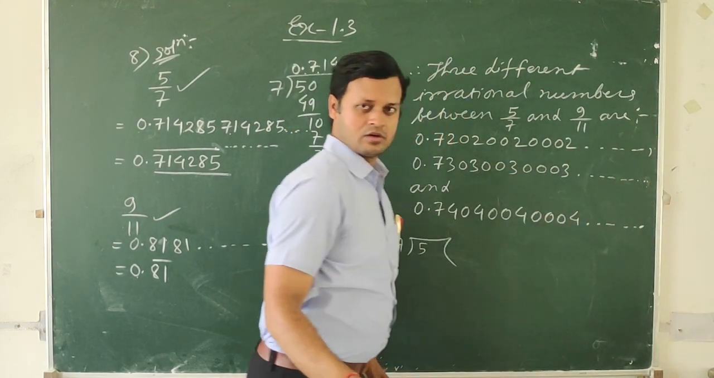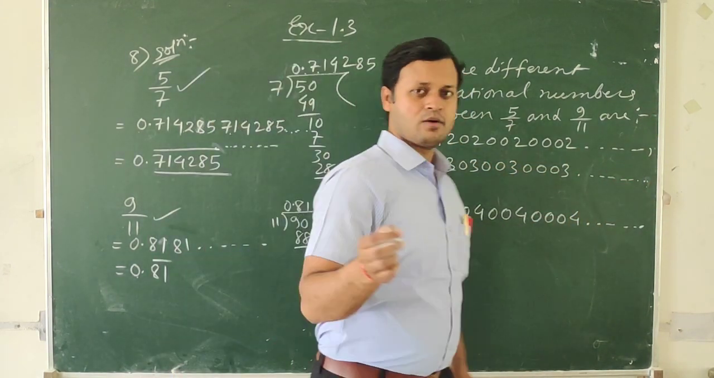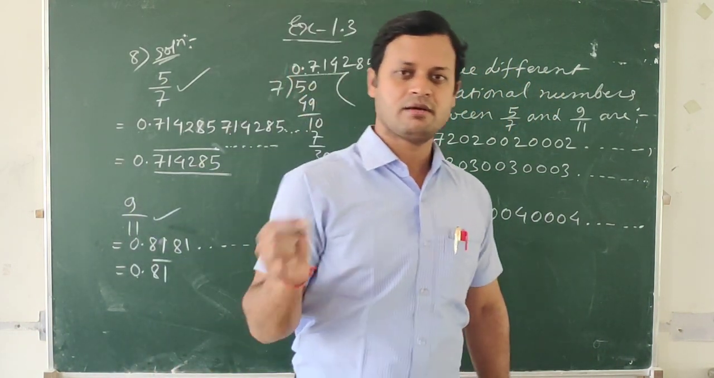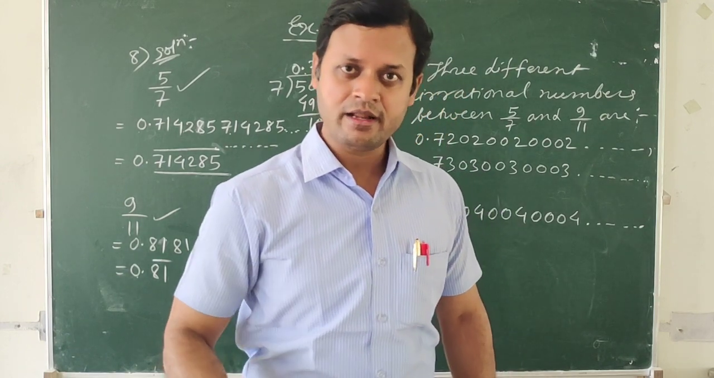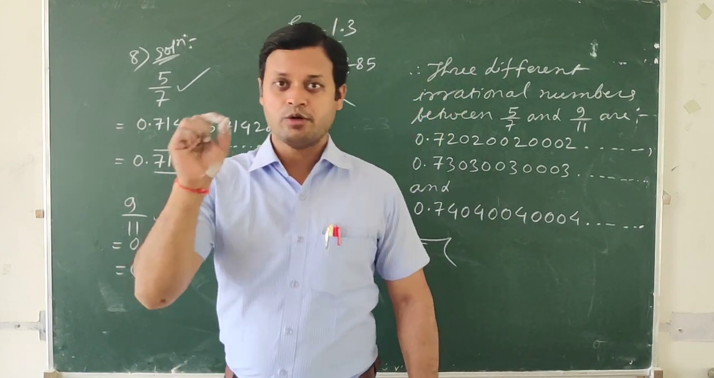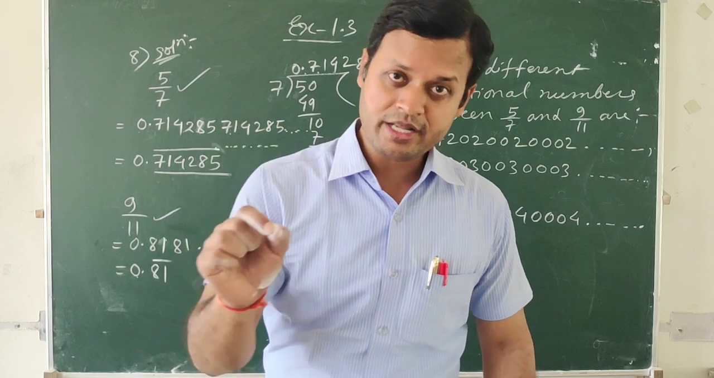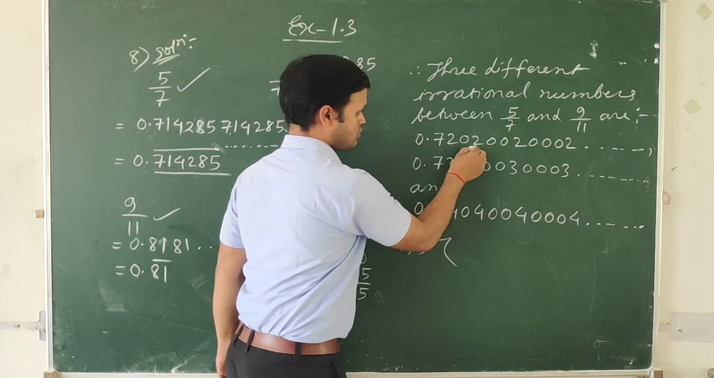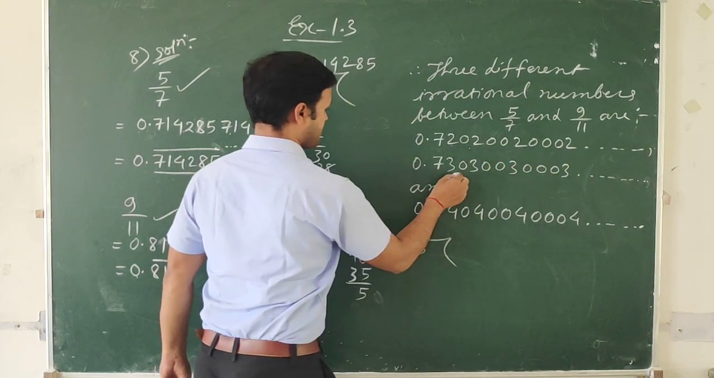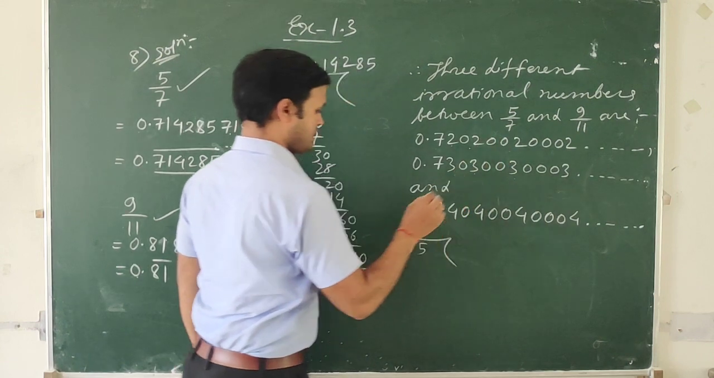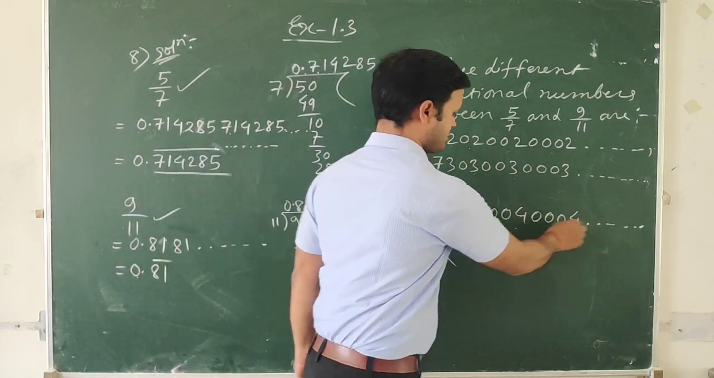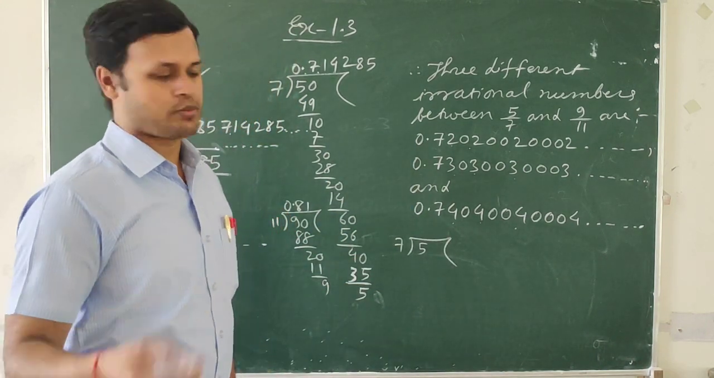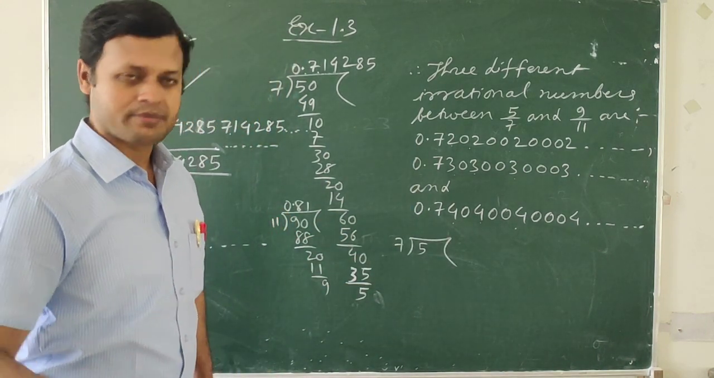Okay. What is the kind of decimal expansion an irrational number has? An irrational number has a non-terminating and non-recurring decimal, isn't it? So this is the kind of number: 0.7202002002. Again 0.7303003003, like this, and 0.7404004004, like this. Okay. So see, you can write more: 0.7505, 005, 0005.